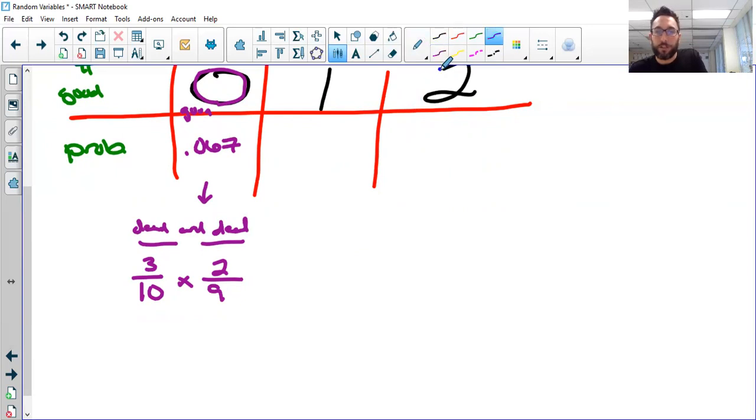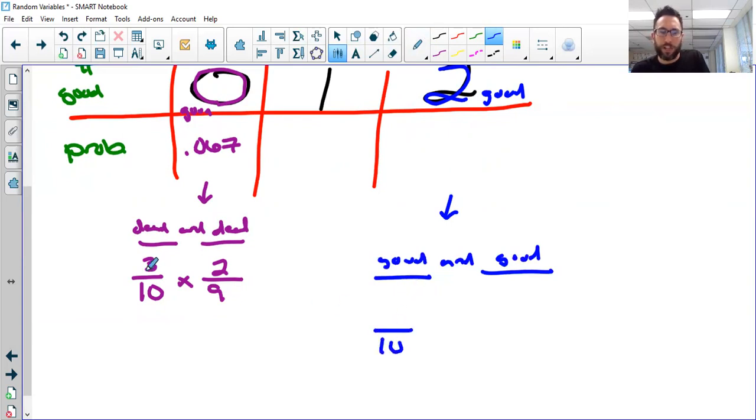Similarly, over here, to get 2 good batteries, that means I took the first one out and it was good, it worked. And then I took the second one out and it was good or it worked. Well, there were 10 batteries and out of those 10, 3 were dead. So that means 7 of them were good, times, well, I took a good one out. So now there's 6 good ones out of 9, which gives me 42 out of 90, which is 0.467.